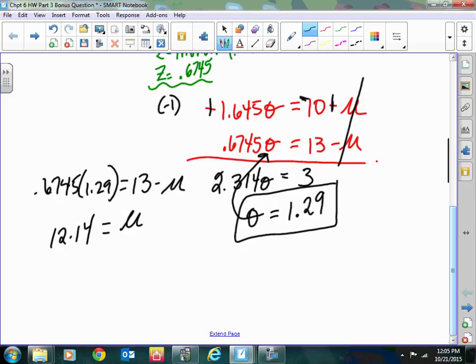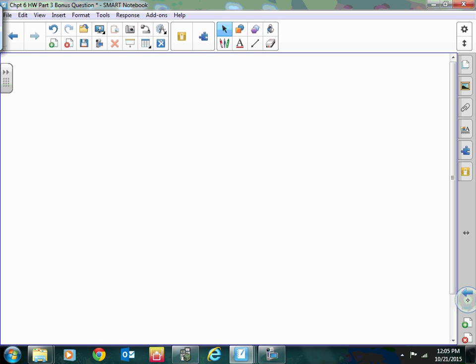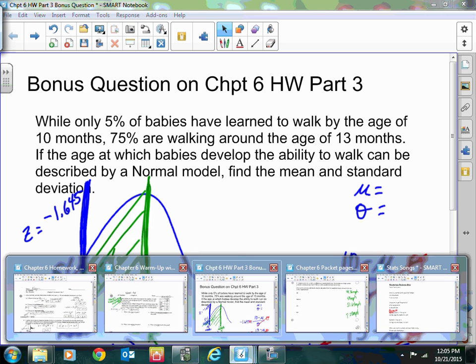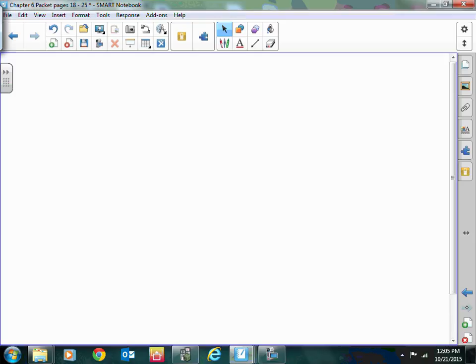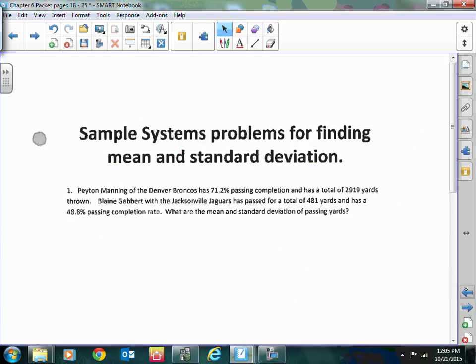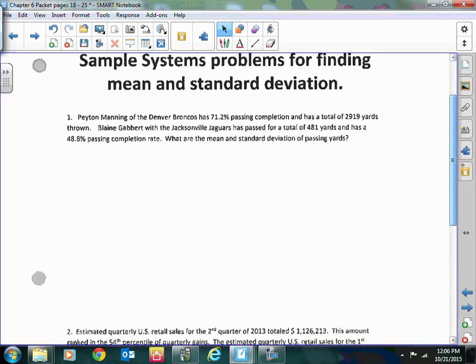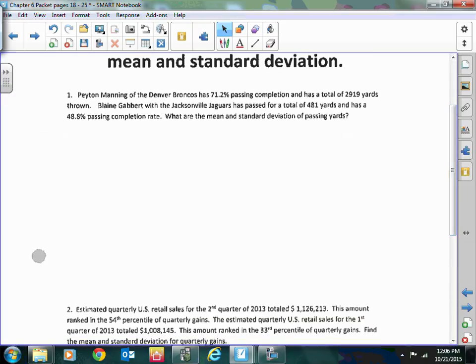So there's your things. Alright, so you then are going to do page 23 in your packet that has two sample systems. It's got the one about Peyton Manning, and then something about quarterly retail sales. Okay, so you're going to work on those two problems to make sure you've got this systems stuff down. Alright, so you're going with that.